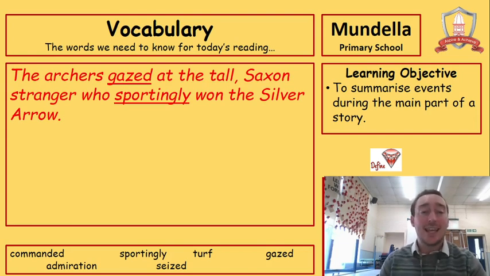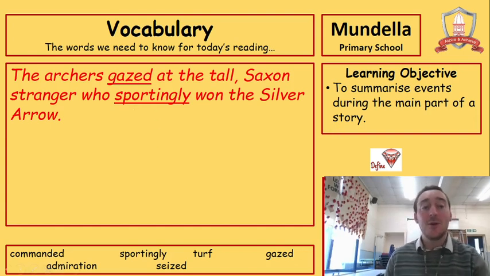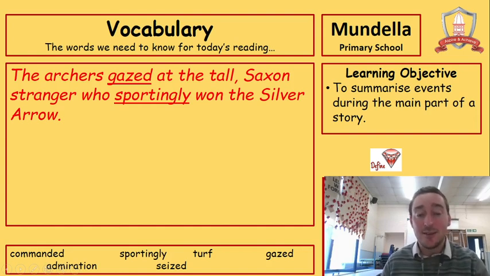The archers gazed at the tall Saxon stranger who sportingly won the silver arrow. Fantastic. So there are 2 different words there. I used gazed and sportingly. I wonder what you got. Maybe you got a better one, or one that used actually 3 of the words instead of just 2 as well.